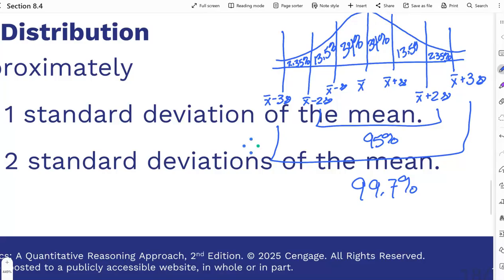And then all of this, from 3 standard deviations below to 3 standard deviations above, is 99.7%. All of it has to add to 100%. So that leaves us 0.3% left over to split between the tails. And if we divide that by 2, I'm going to get 0.15% for each.